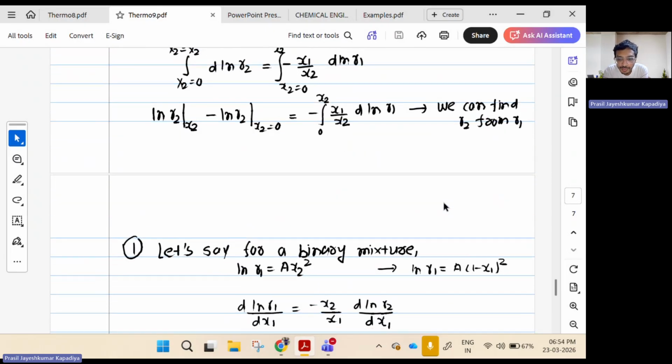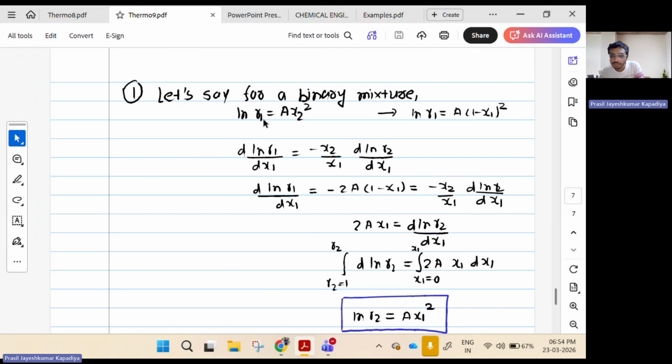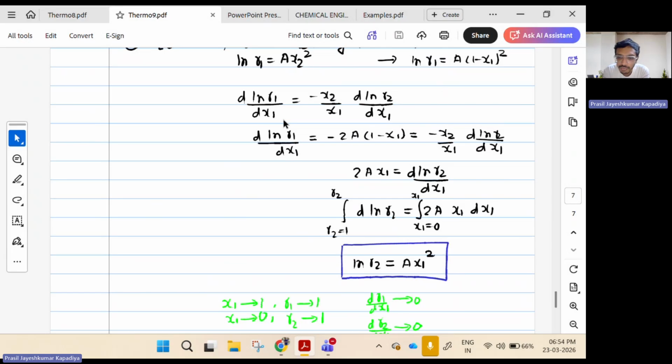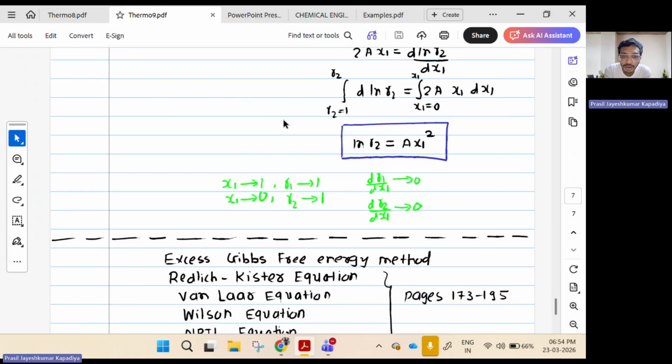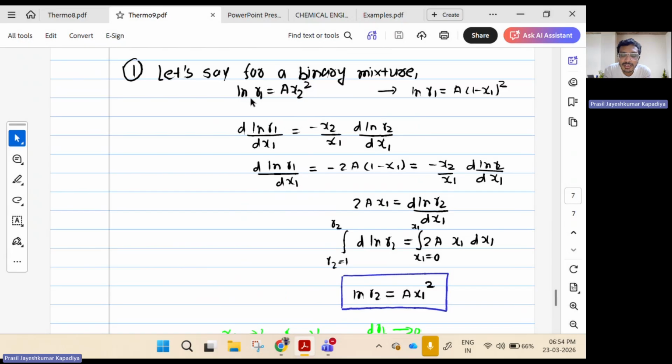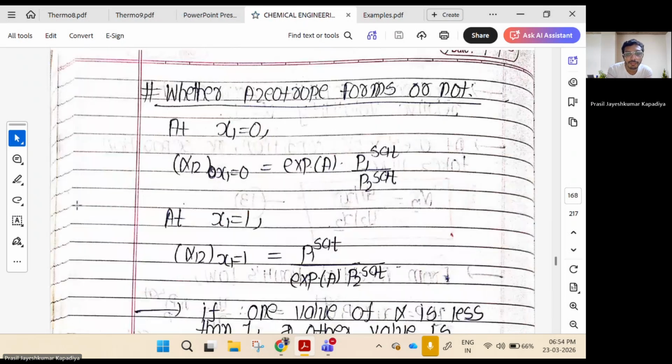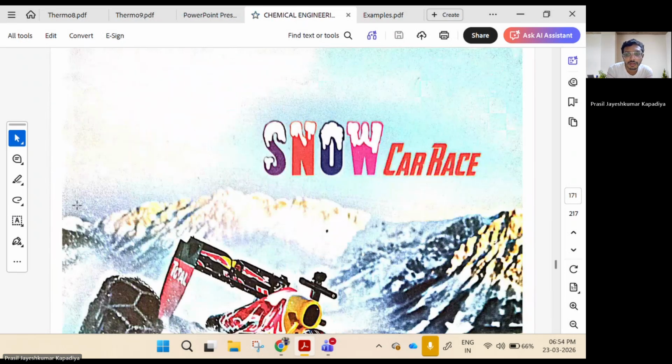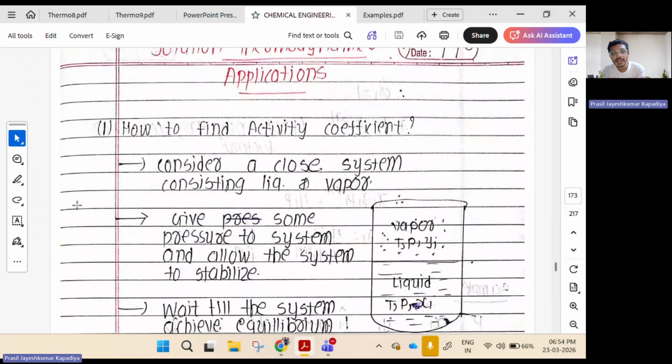So what did we find? If I know gamma 1, from this relation I can find gamma 2. So if I express ln gamma 1 is equal to a x2 squared, I find that ln gamma 2 will be nothing but equal to a x1 squared. So gamma 1 is dependent on x2, and gamma 2 is dependent on x1. Okay, so these things we find out.